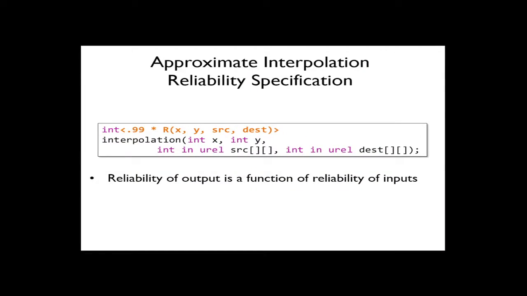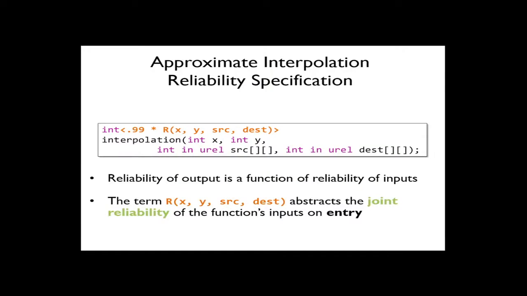And the specification that we're going to have for interpolation is as follows. We can step through this and make sense of this. What we're going to do is annotate our return value with the probability that we want for it to return the correct result. So here, the first way to start parsing this is to understand that the reliability of the output of a function is necessarily a function of the reliability of inputs, right? So if we're getting garbage in, we may get garbage out.